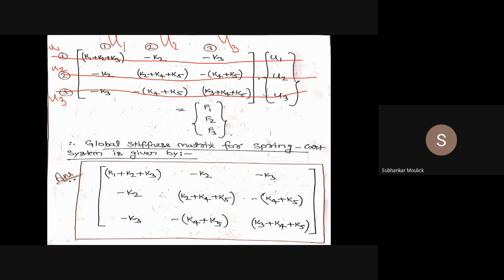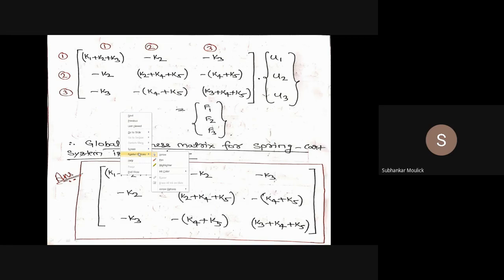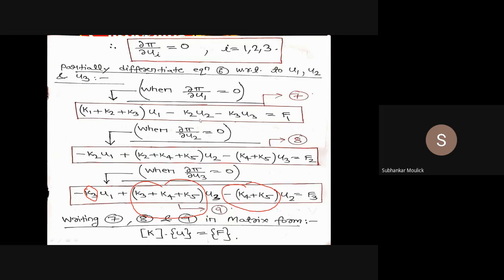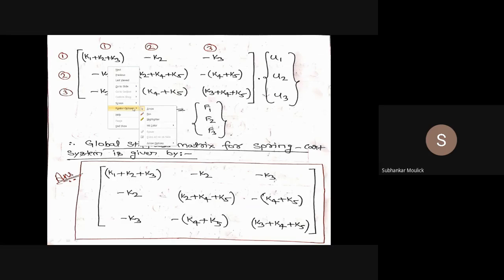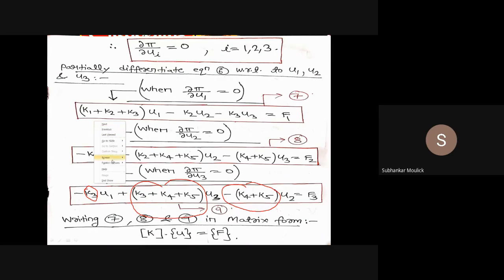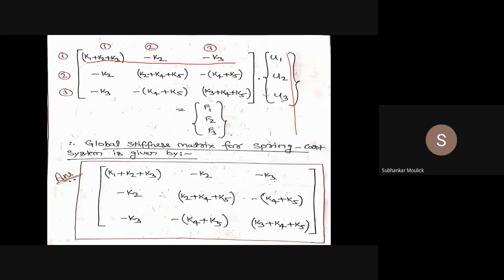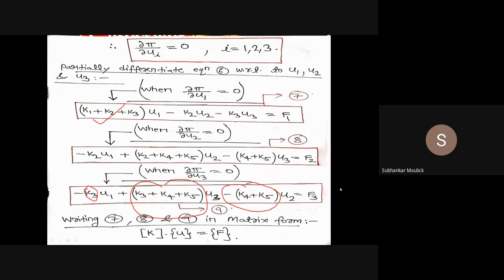Now you can cross verify whether the matrix which you have generated is correct or not. For that, you need to do the matrix multiplication and see how equation number 7 comes. First row into first column: K1 plus K2 plus K3 into U1, then minus K2 into U2, then minus K3 into U3 equal to F1. That means this first row is correct. Likewise, if you check equation number 8 and 9, they are also correct.